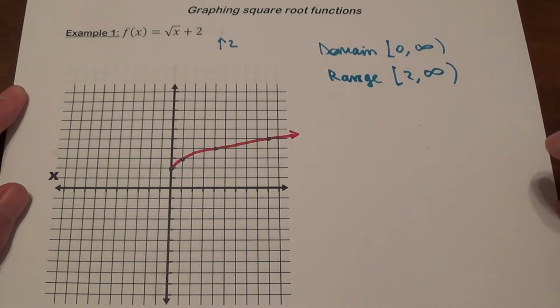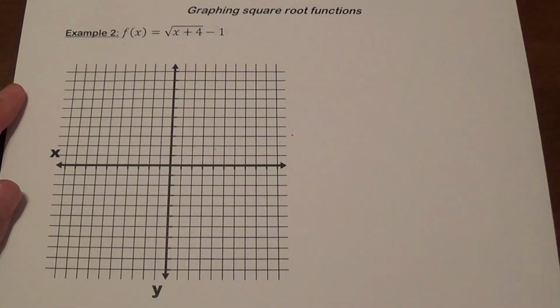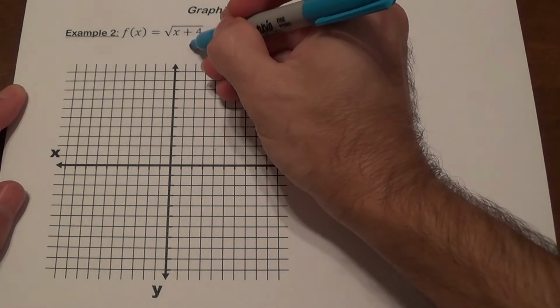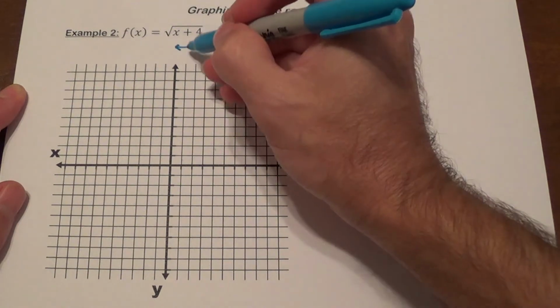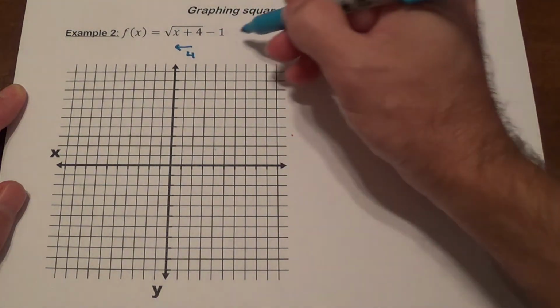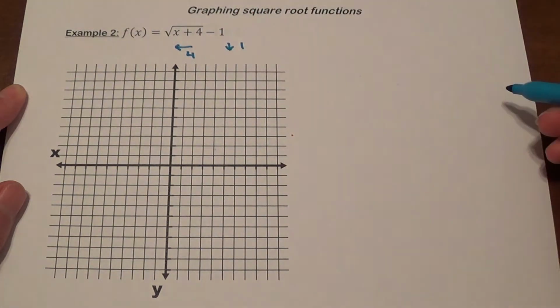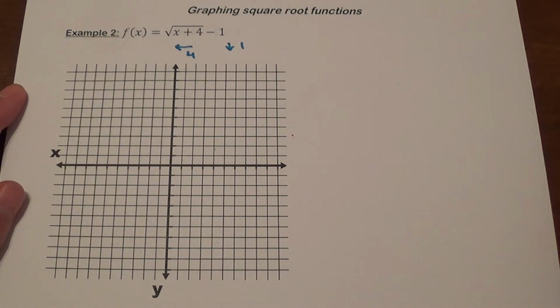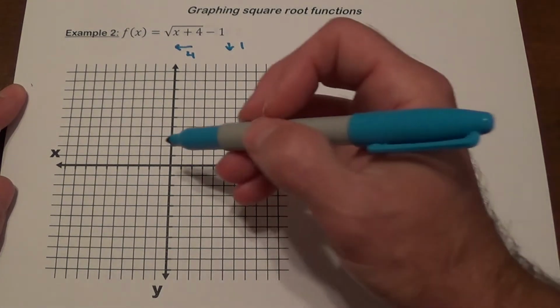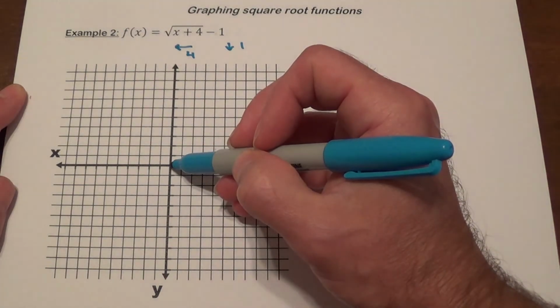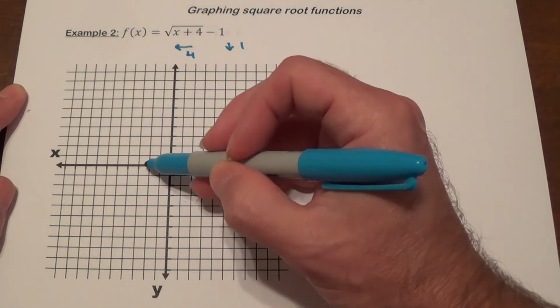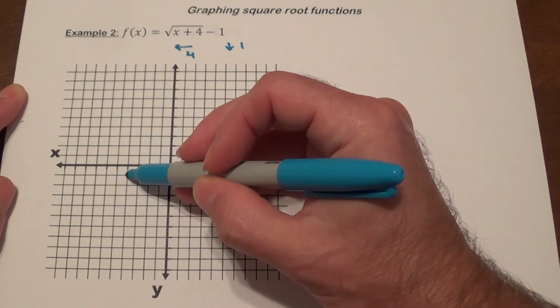Okay, moving on. Our next function is the square root of x plus 4, plus 1. So there are two things happening here. The graph is going to be shifted 4 units to the left and also 1 unit down. This will impact a couple of things. We're going to get to that. So let's take the points. We're going to take point 0, 0. We're going to move it 4 units to the left and 1 unit down.